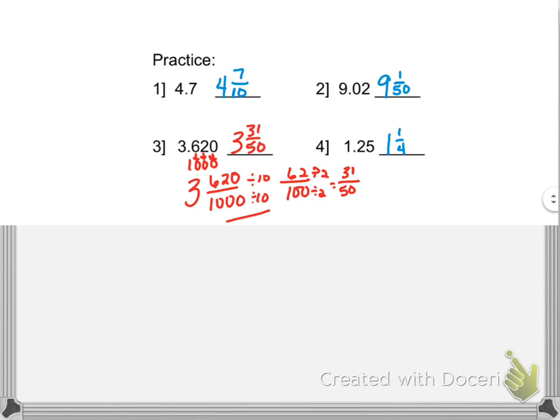If it takes you a couple of jumps to simplify, that's okay. Don't let that bother you. But remember, today, all of your work, all of your fractions have to be in simplest form.